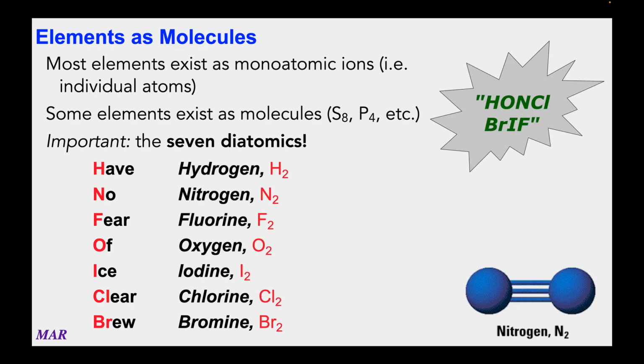It stands for hydrogen, nitrogen, fluorine, oxygen, iodine, chlorine, and bromine. And those 7 elements don't usually come as individual atoms. They come to you as diatomics. So the oxygen that we're breathing right now is O2. It's not just O. And hydrogen is another example. It's H2. It's not H.